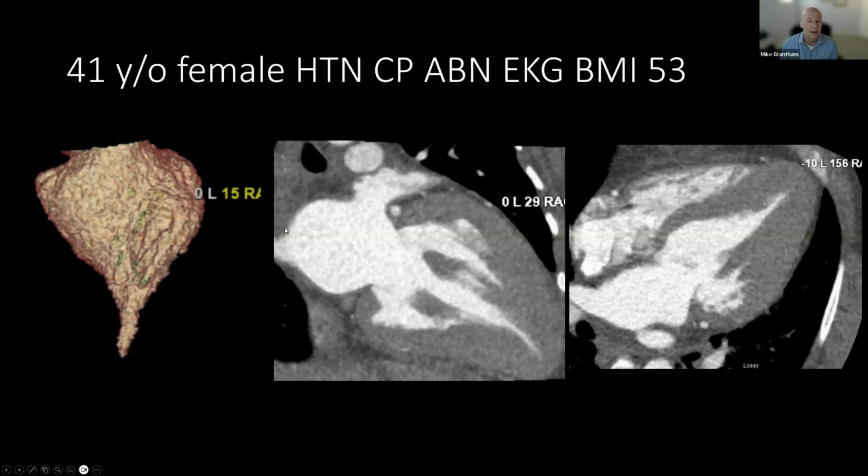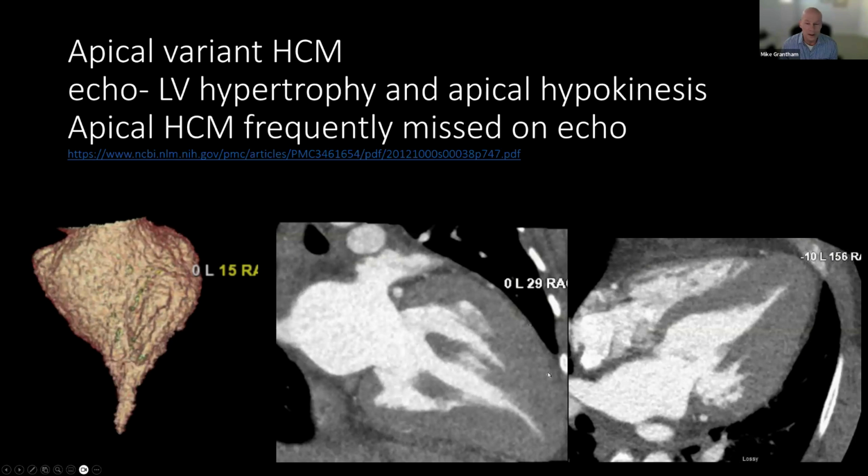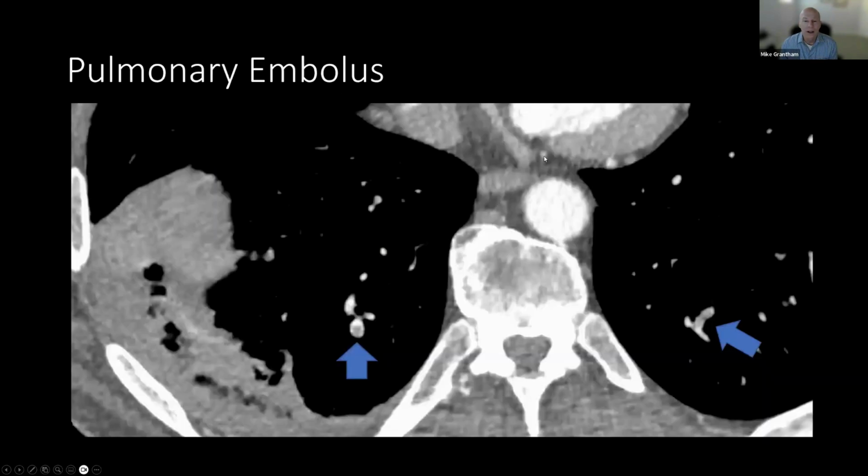back then of 40. And I feel now with our newer upgrades, we have even more room to play around and push our BMI limit, because now we're at 0.23, and you can always raise it to 0.28, or even if you had a very large patient, up to 0.35. And so we have a lot more room to play with right now with our better tube and our faster rotation speed. And so this patient ended up having apical variant hypertrophic cardiomyopathy, which was actually missed on her echo. And not surprising at that BMI.